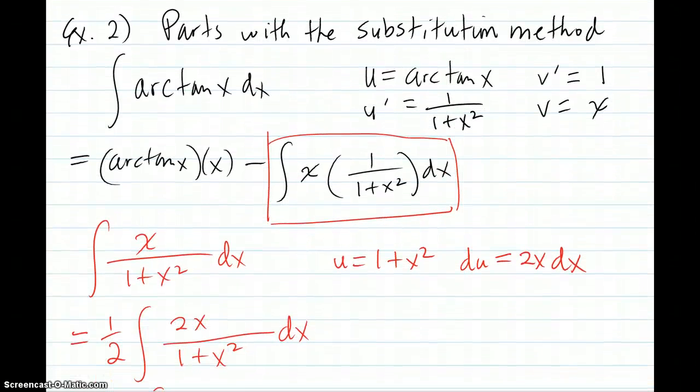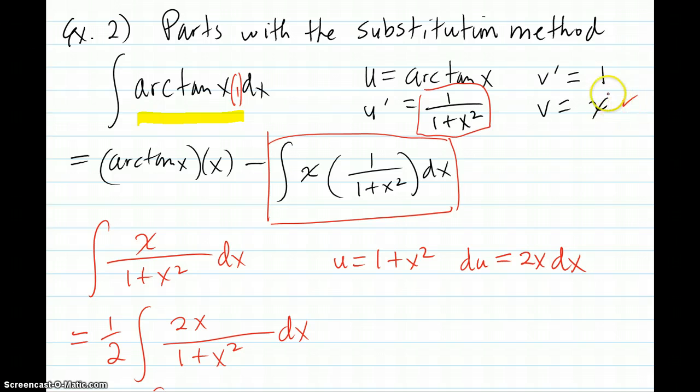Here's another example where sometimes you have to use substitution during a parts problem. So here's a classic: arctangent x. So we're going to invent the 1 in here for v prime equaling 1. So you have arctangent x times 1. Then you can take the derivative of arctangent, which is 1 over x squared plus 1, and the antiderivative of 1 is x.